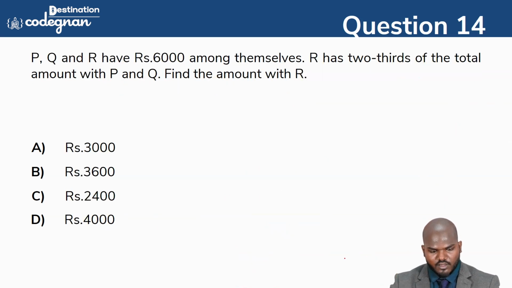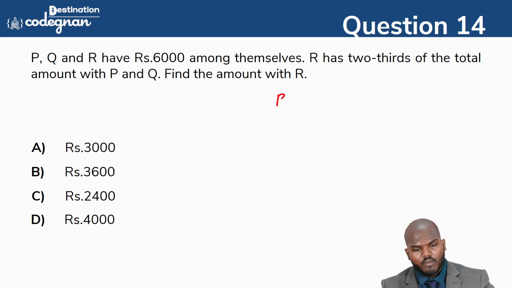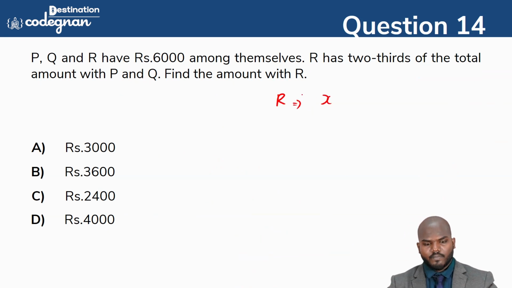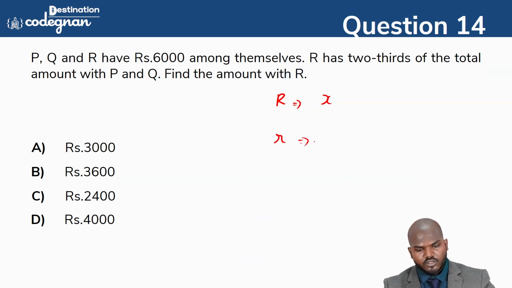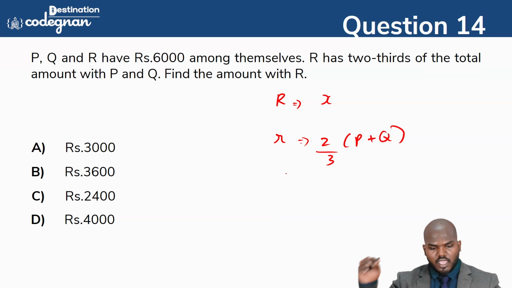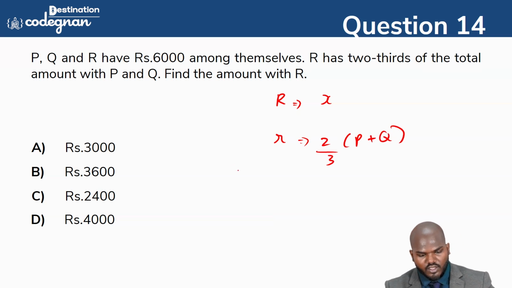One more question. We have P, Q, R having 6,000 rupees among themselves. They want to share, but R is having 2/3 of the total amount of P and Q. That's what they have mentioned in this one. Maybe for R, we don't know how much amount we have. We can take it as some X amount. They are saying that R is equal to 2 by 3 of P plus Q, like what they are making the statement. You can keep it like this.